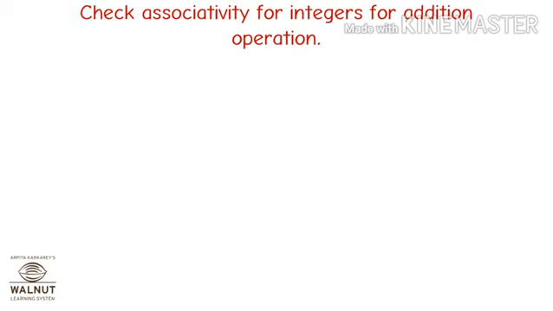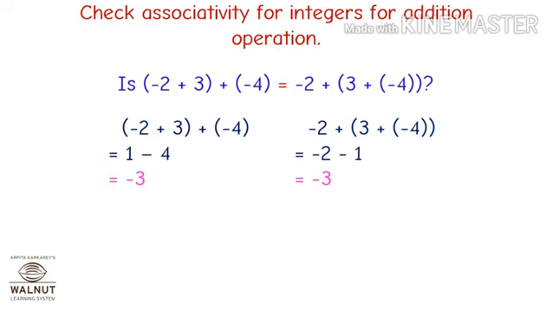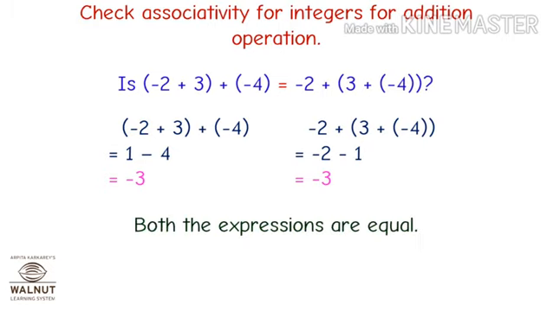Let's check associativity for integers for addition operation. Is (-2 + 3) + (-4) equal to -2 + (3 + (-4))? (-2 + 3) + (-4) is equal to 1 - 4, which is equal to -3. And -2 + (3 + (-4)) is equal to -2 - 1, which is equal to -3. Both the expressions are equal. So, addition is associative.